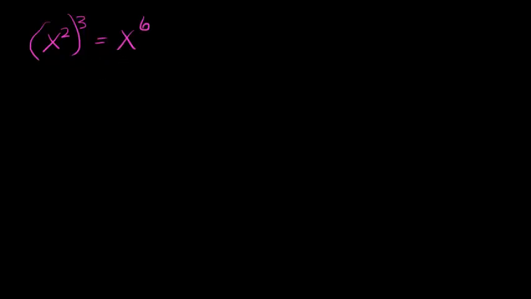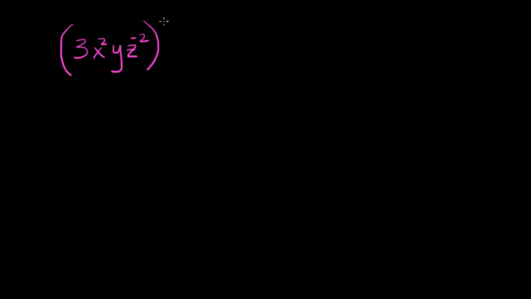Okay? And when you get to some bigger, more complicated problems, you might have something like 3x squared y z to the negative 2 all raised to the third power. Just like when we were multiplying, we're going to start out with the integer. 3 to the third power is the same as it's always been. 3 times 3 is 9, times 3 is 27. So 3 cubed is 27.